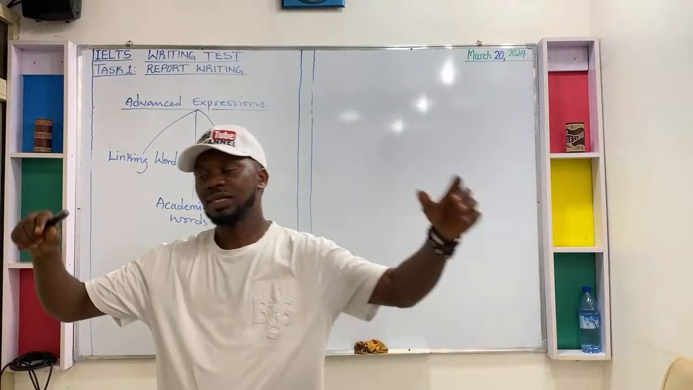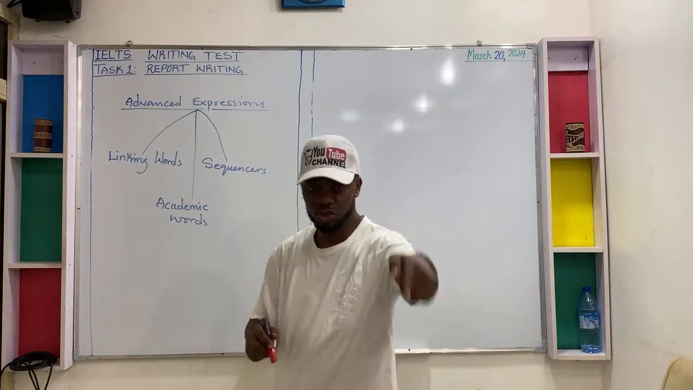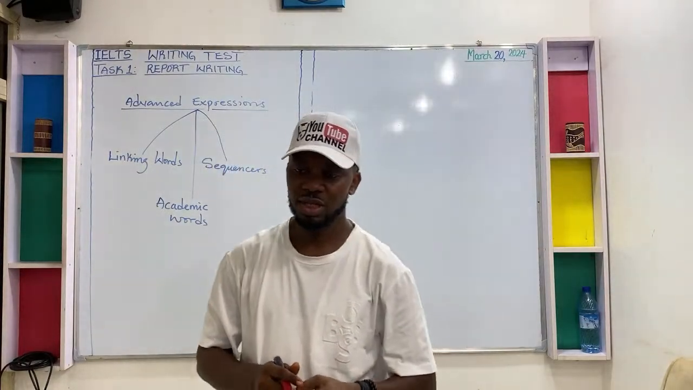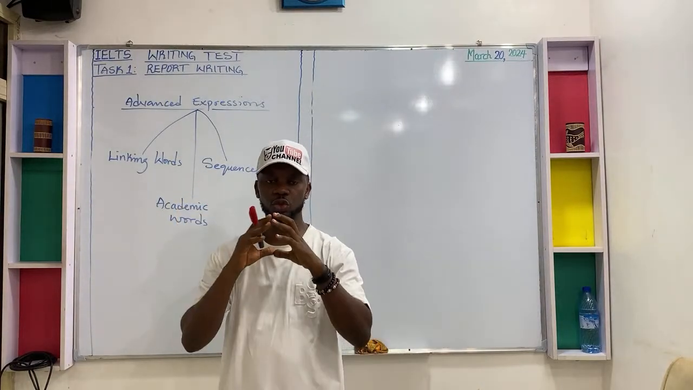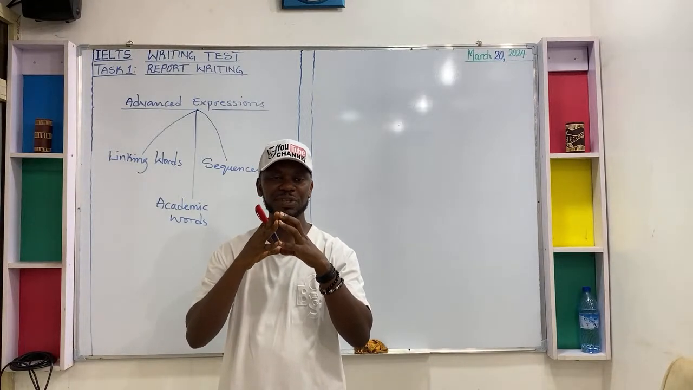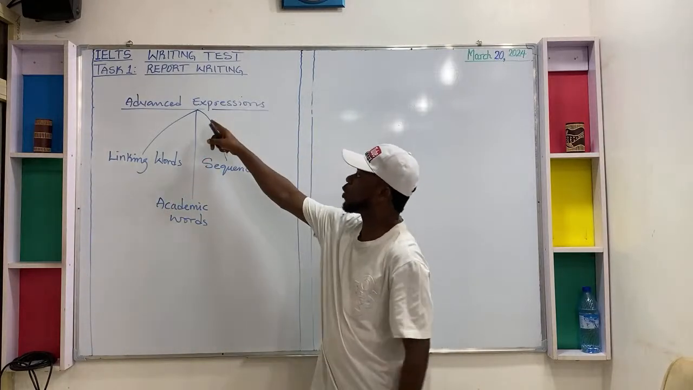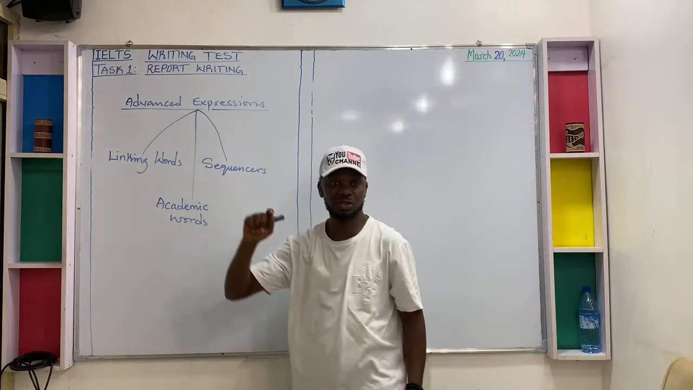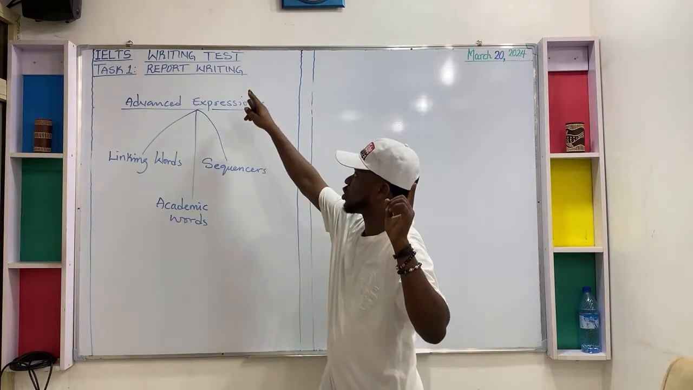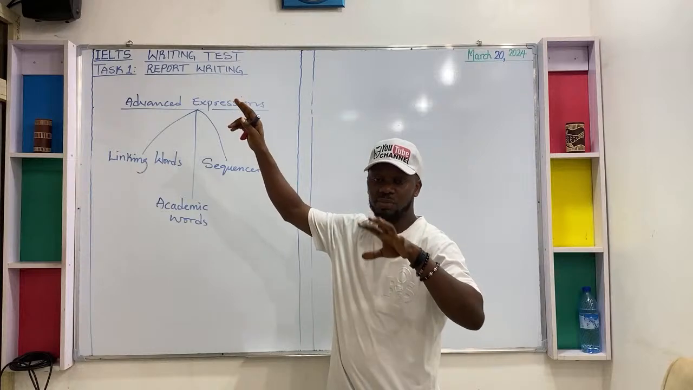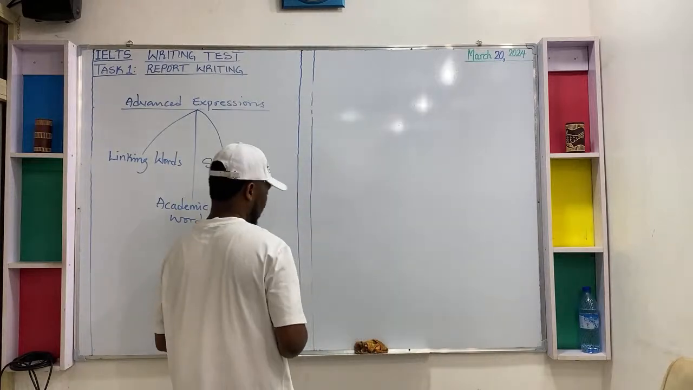These are examples of academic words that you can use, or you should use, when you are writing a report. They help to show your advanced command of the language, and they also give more specific descriptions of the movements on the chart, right? And they eventually help you to achieve advanced expressions. So please make use of these academic words whenever you're writing your report. Don't just write a report using casual words, right? Okay, so let's go to the next level.